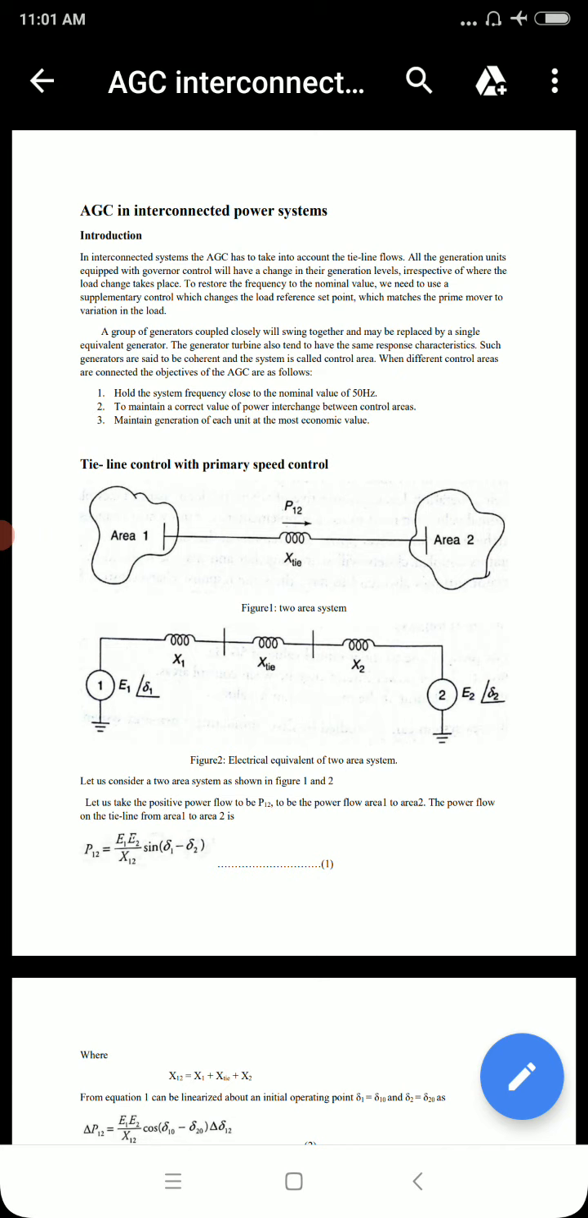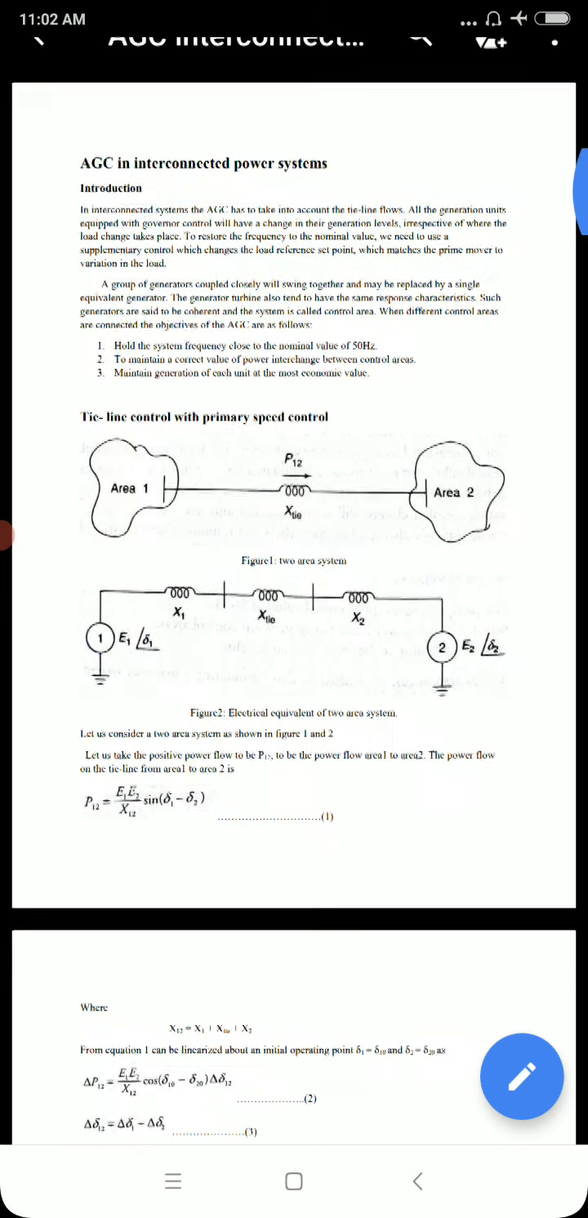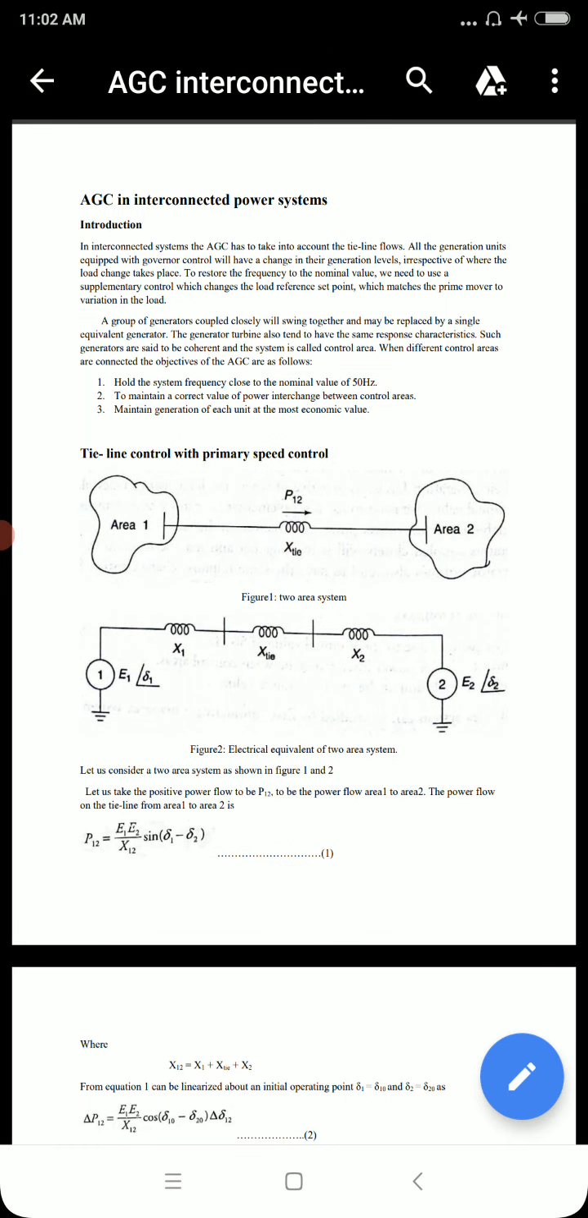We have seen that AGC is used to keep down the frequency deviations. When we have an interconnected system, the AGC has to take into account the tie line flows. So we will study the load frequency control of interconnected system in this unit.